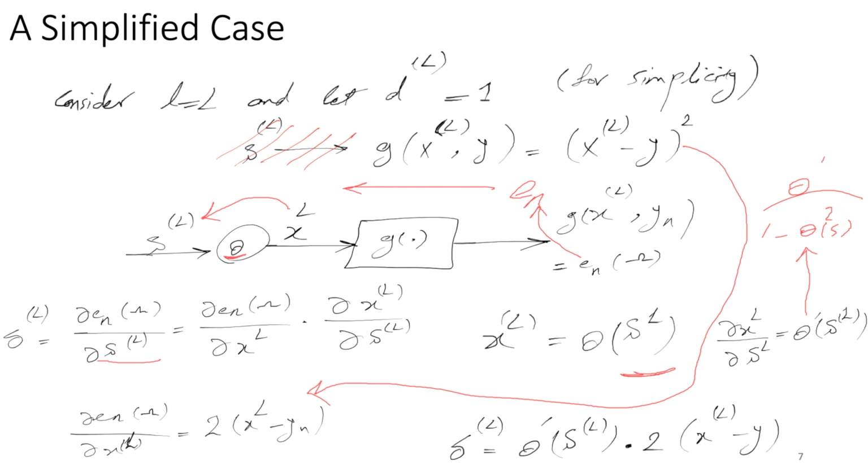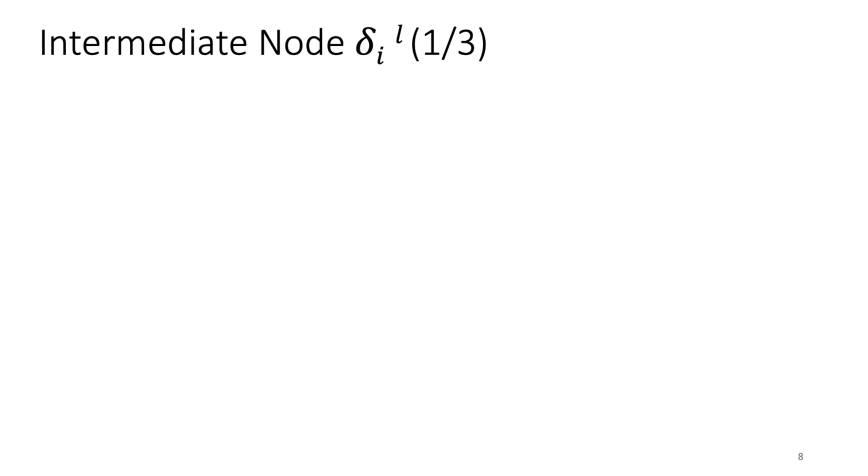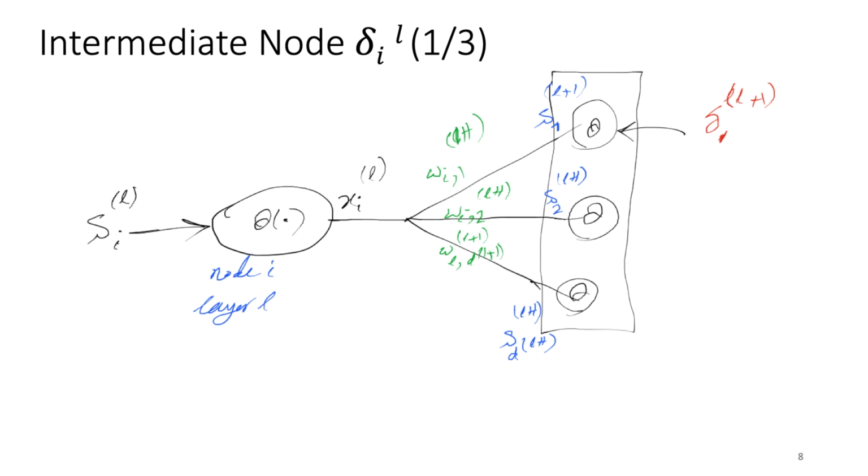Okay. So now we're going to compute the delta i of L for an intermediate node. Suppose you are at this location. You have delta L plus 1 coming from the succeeding layer. Now you want to propagate that towards the rest of your network, right?